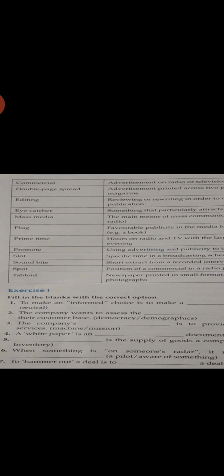Then when something is on someone's radar, it means that the person is dash. Is it a pilot or aware of something? It is aware of something. When something is on someone's radar, it means that the person is aware of something.